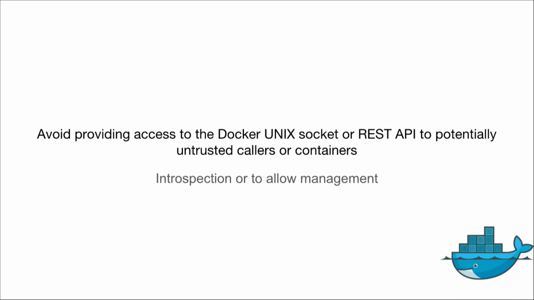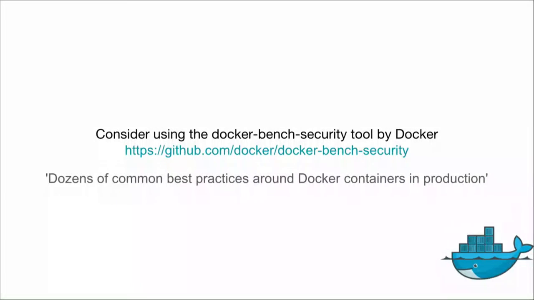Avoid providing access to the Docker Unix socket or REST API to potentially intrusive callers or containers, especially when you use Jenkins, for example, or your Jenkins manages the Docker daemon in a certain way. You have to keep in mind this tip. Consider using Docker Bench Security. As the repo says, it checks for dozens of common best practices around Docker containers in production. It's just a script, and it needs elevated privileges to run.